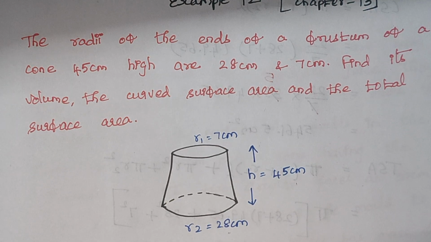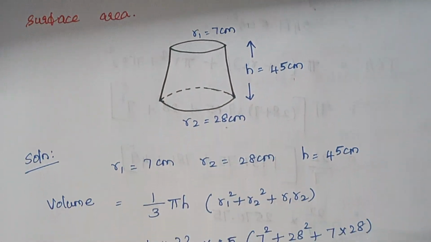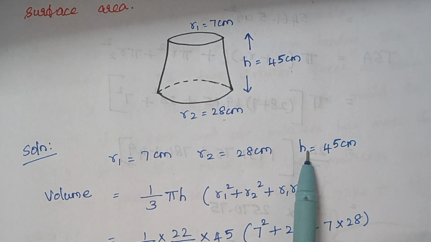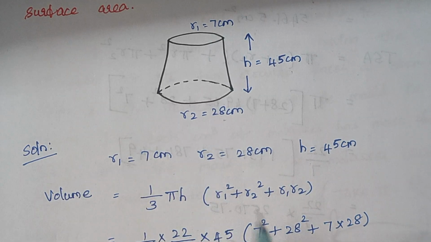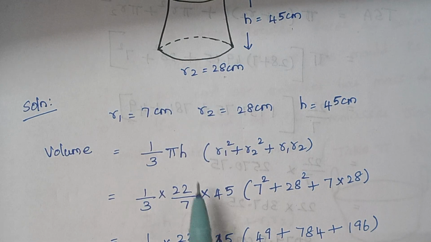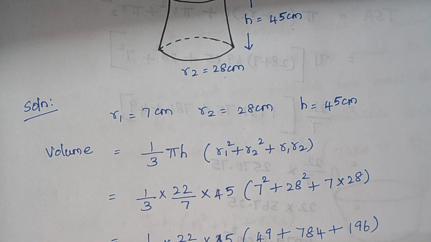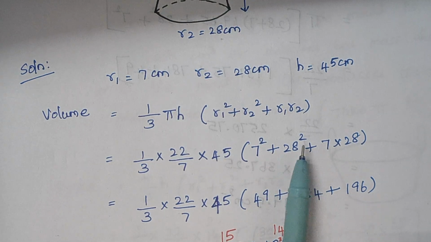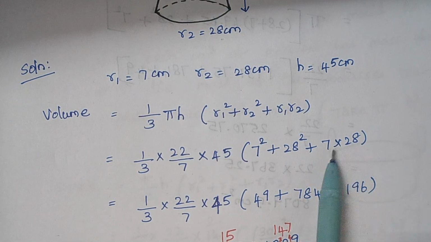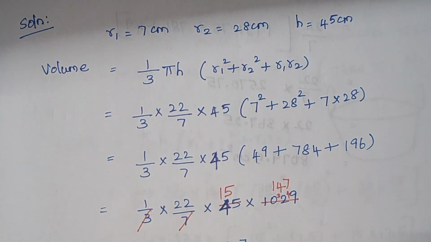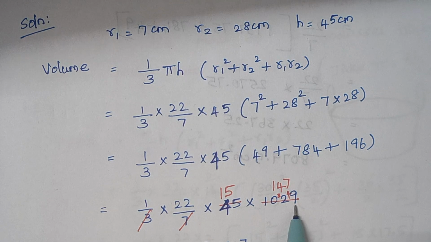The volume of the frustum of a cone is given by 1/3 pi h (R1 square plus R2 square plus R1 R2). We know the value of h, and we know R1 and R2, so just substitute them in the formula. The value of pi is 22 by 7. When you simplify, 7 square is 49, 28 square is 784, and 7 times 28 is 196. So when you solve and simplify, we get 1029.